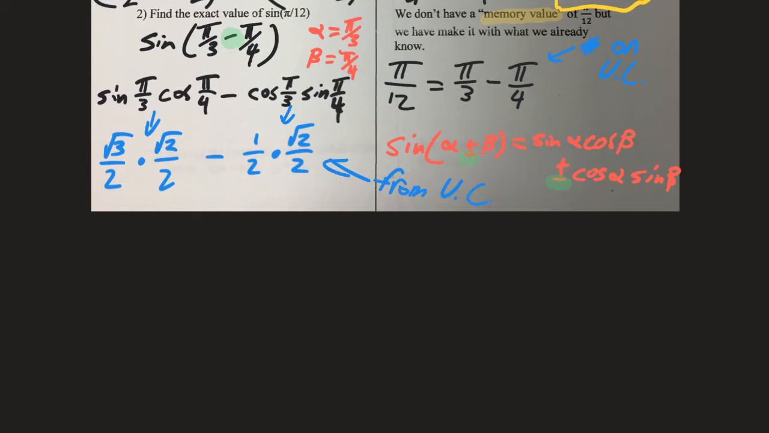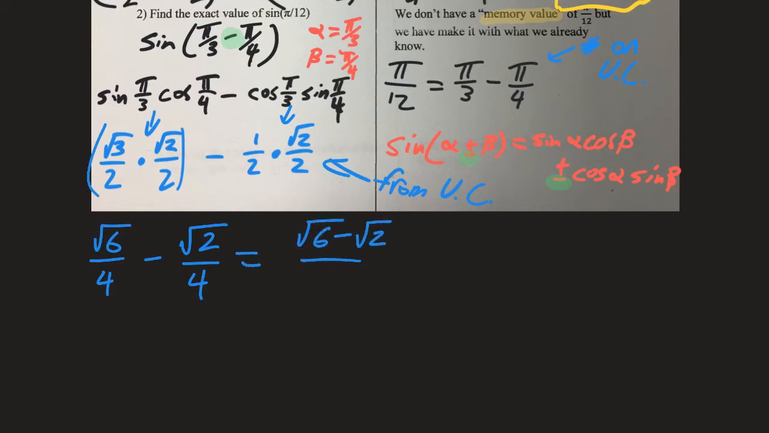All right, and let's go ahead and simplify this down further. So these are going to become square root 6 over 4 minus square root 2 over 4. And finally, I've got root 6 minus root 2 over 4. Interesting. Hey, look, my answer is actually the same one I got earlier from that cosine problem too.